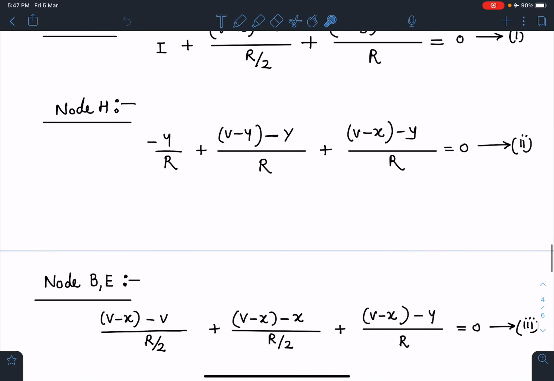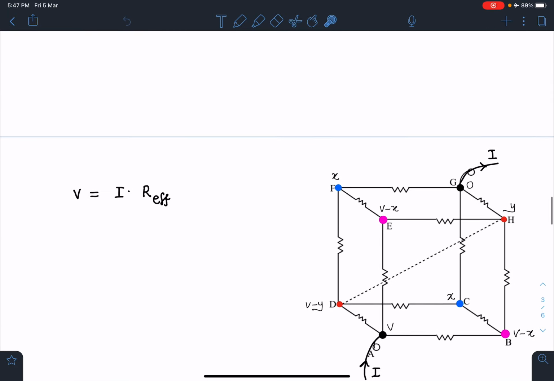So I hope guys you have understood the symmetry and the nodal analysis both in this problem.